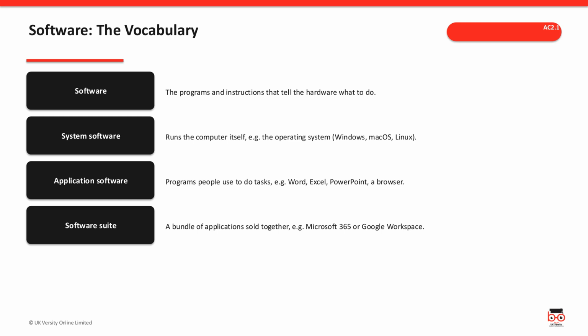Let's settle the vocabulary first. Software is just the programs and instructions that tell the hardware what to do. System software runs the computer itself, the operating system, Windows, Mac OS, or Linux, while application software is what people actually use to get things done. Word, Excel, PowerPoint, a web browser like Chrome. And when applications are bundled and sold together, like Microsoft 365 or Google Workspace, we call that a software suite.